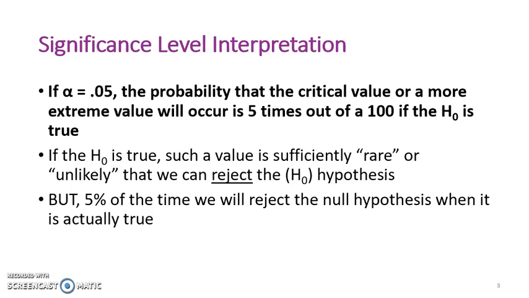So what specifically does it mean when alpha equals 0.05? 0.05 means that 5 times out of 100, your sample statistic will meet that critical value you get or a more extreme value, given that the null is true.